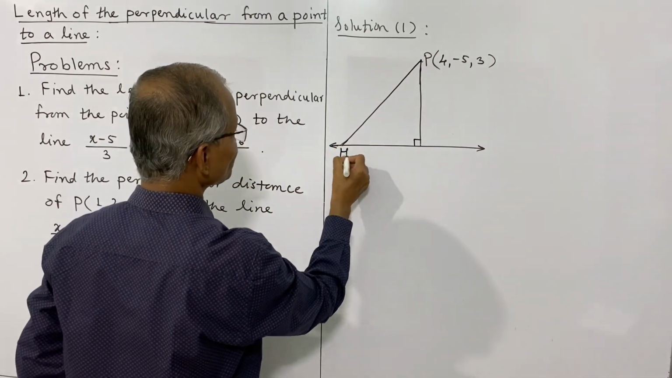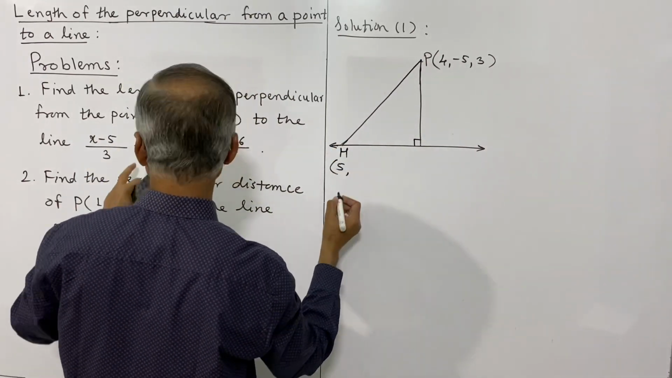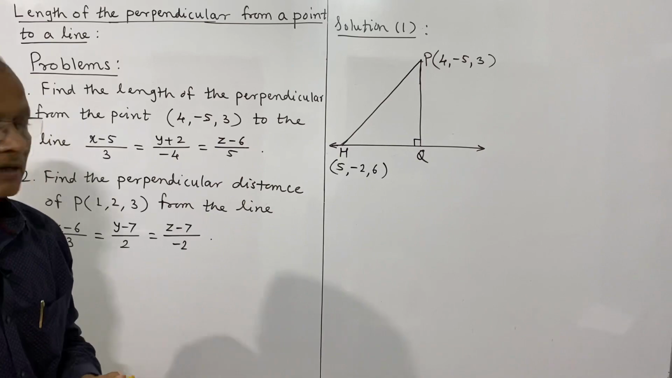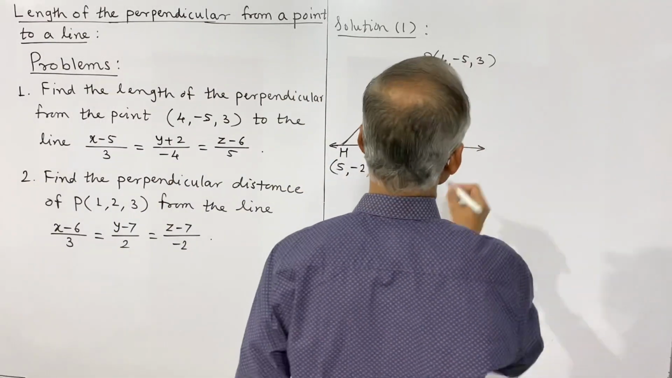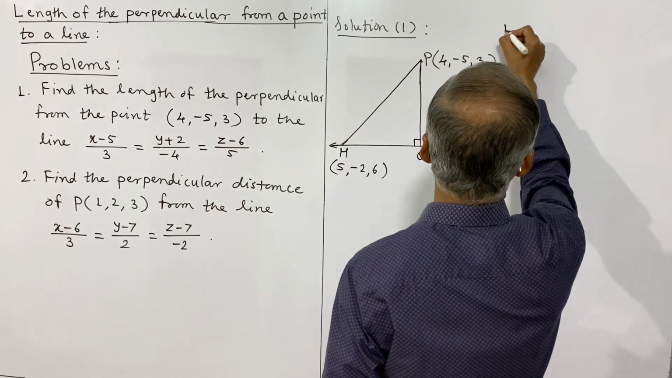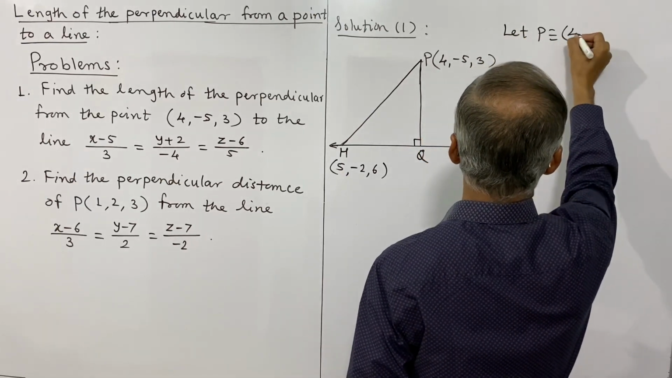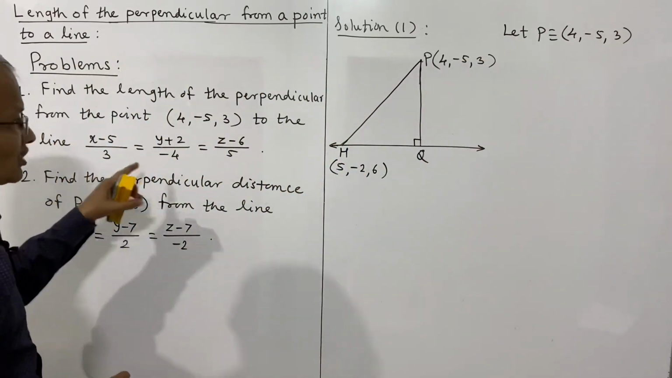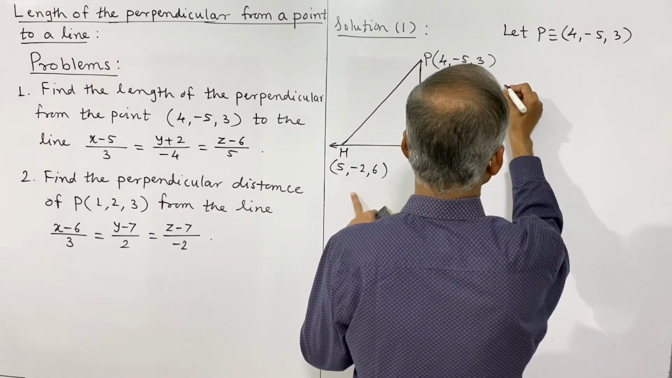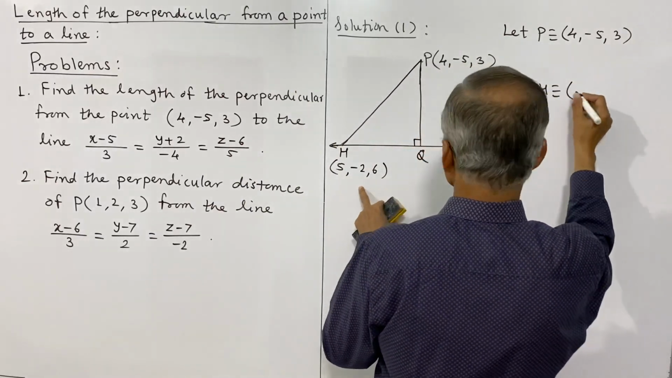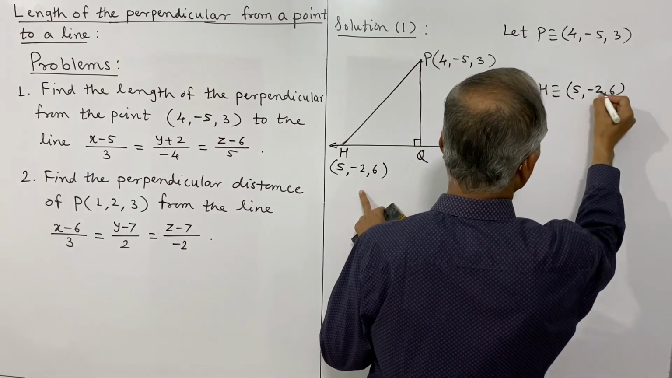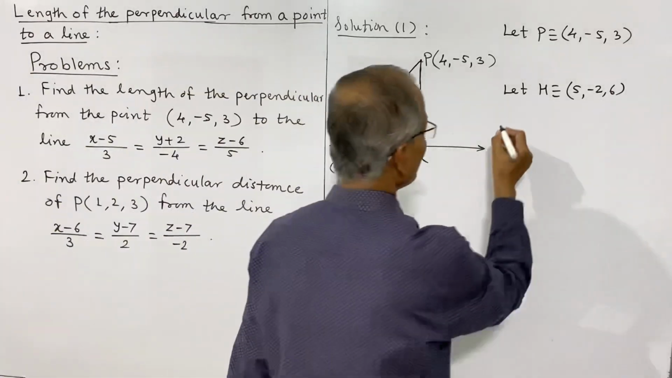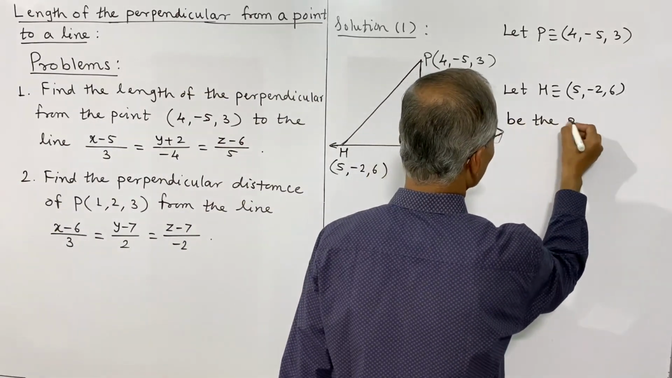So this is H, and the coordinates are (5, -2, 6), and let this point be Q as in the earlier case. So let the coordinates of P be (4, -5, 3), and let H be a point on the line; from the given equation we have the coordinates of this point as (5, -2, 6).